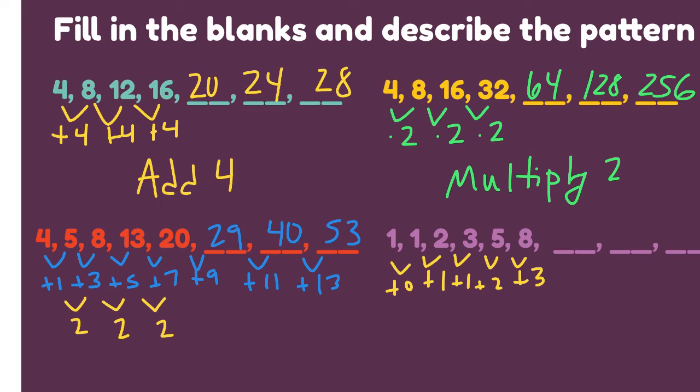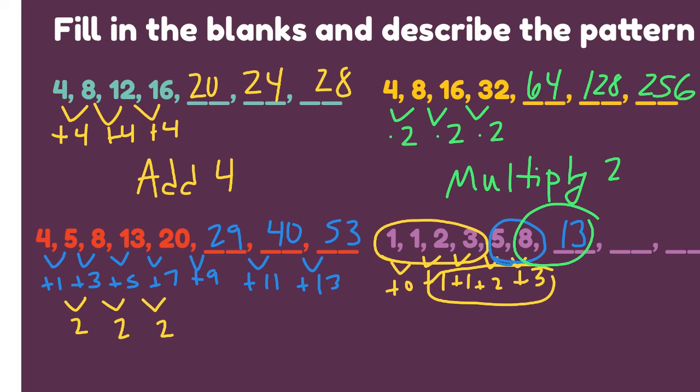If you notice, these numbers right here match the first numbers in our sequence. So what that means is that you take two numbers and add them together to get the next number. So if we wanted to fill in the blank here, what we would need to do is add 5 and 8 together to get 13. And then after that, we would add 8 and 13 together, which would give us 21. And then finally, if we add 13 and 21 together, that would give us our last blank of 34.